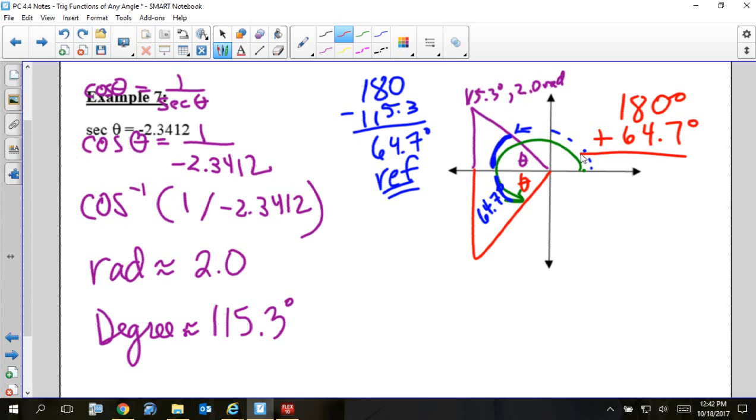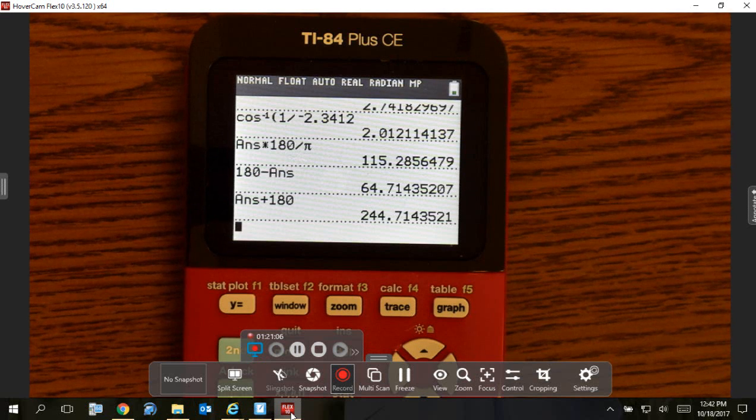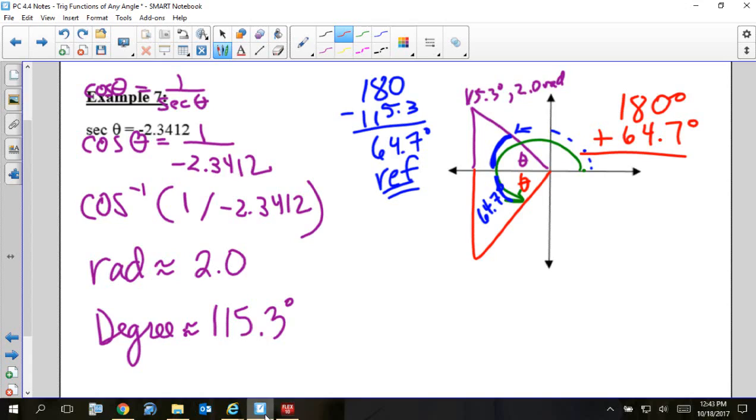And since that last number is on your calculator, you can just leave it there and hit plus 180. So I have just that last answer, plus 180, I get 244.7. Does that make sense for my picture? 244.7? Does that make sense for the quadrant this is in? Starting here, going all the way to there. Does that make sense? 244.7?